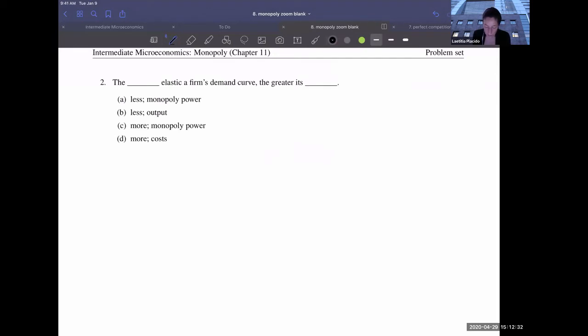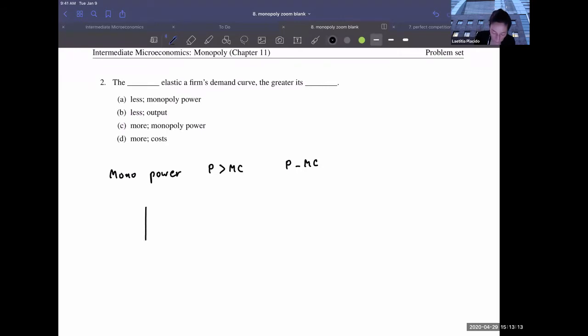So before we answer this question, I'm going to define what is monopoly power. Monopoly power is the ability for the monopolist to charge a price above the marginal cost. So the higher the difference between the price and the marginal cost, the higher the monopoly power. Here we want to relate the elasticity of the demand curve facing a firm and the monopoly power.